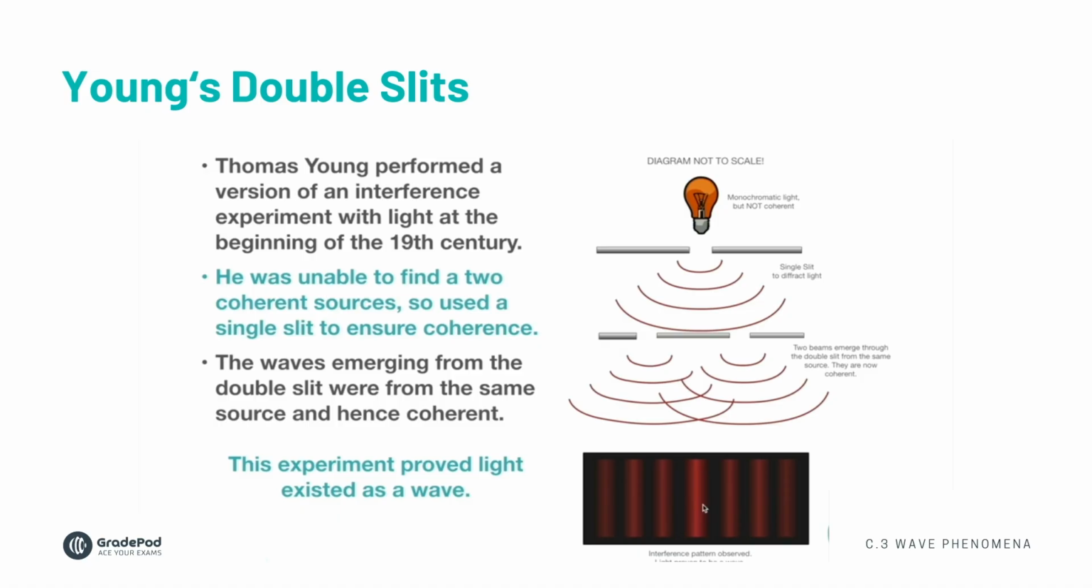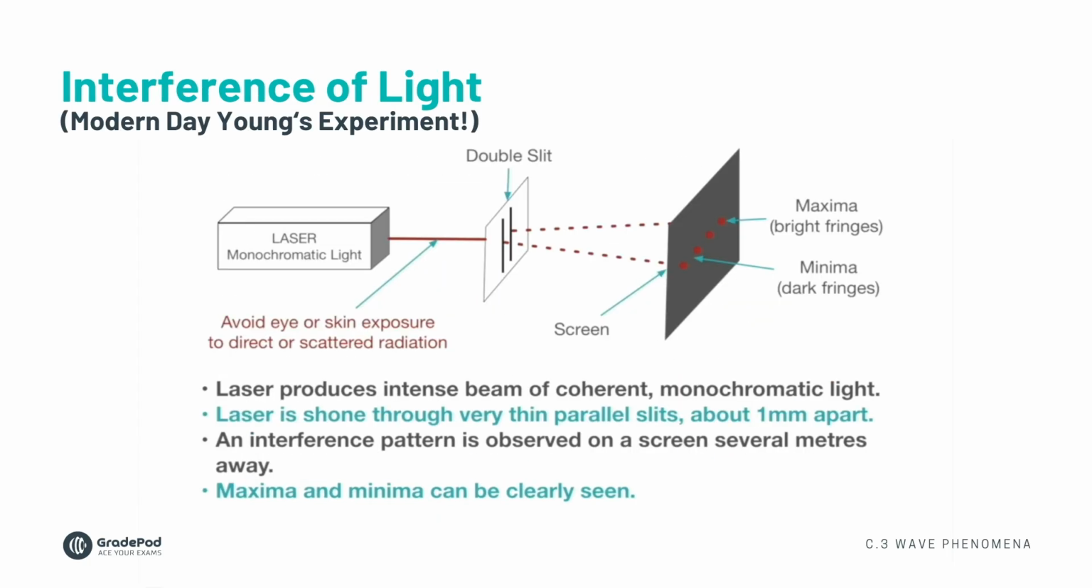On observing the interference pattern on a screen far away, he found this interference pattern was consistent every time he tried it. This experiment proved the existence of light as a wave, and it was pretty groundbreaking at the time. So we would take a monochromatic laser, which produces an intense beam of coherent monochromatic light. This laser is then shot through two very thin parallel slits, about 1 millimetre apart. And what we find is an interference pattern on a screen which is several metres away.